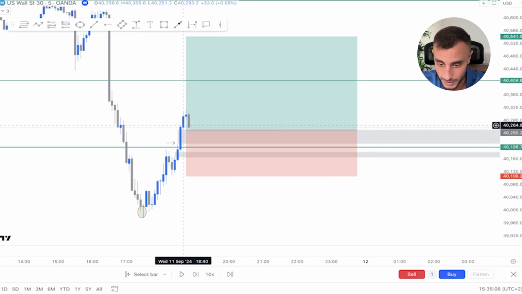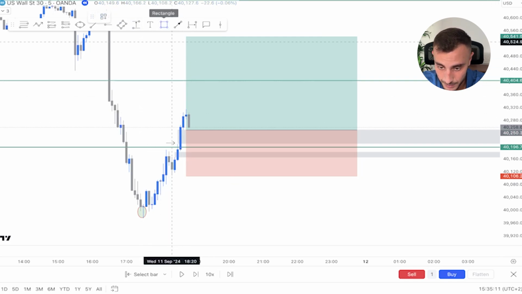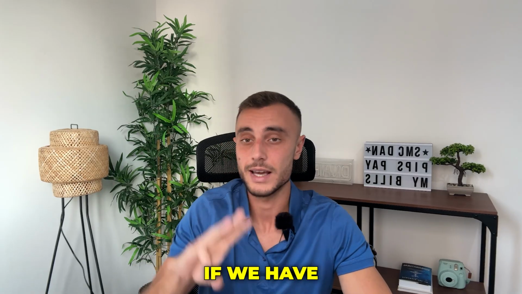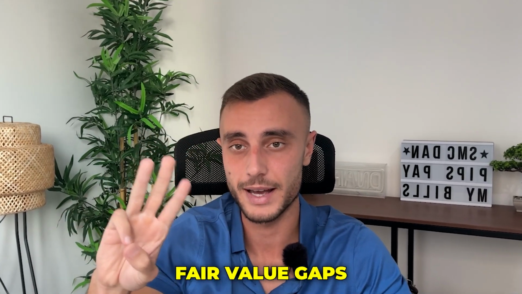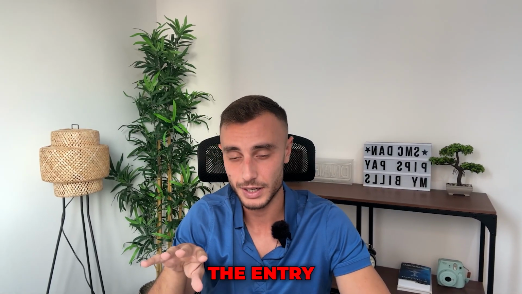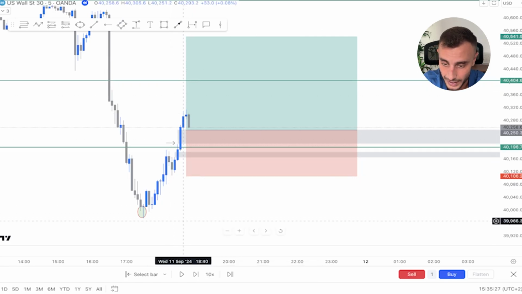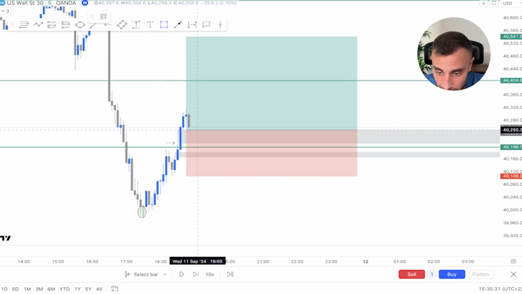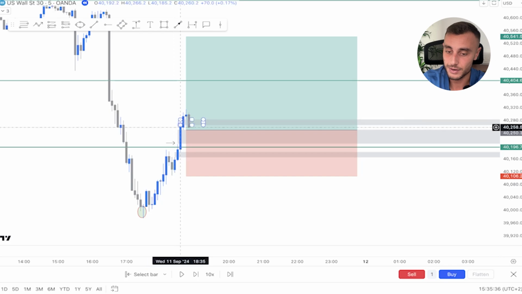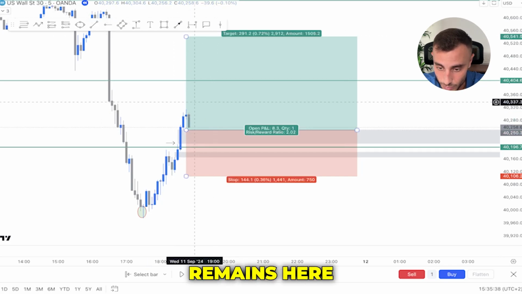Right here, it formed another fair value gap. And in this case, when we have 3 fair value gaps, I would still take the middle one. Okay, this is also part of the rules. If we have 3 consecutive fair value gaps, we will take the entry on the second fair value gap. And if we have 4 fair value gaps, we will disregard the entry. Okay, so right here, let's quickly recap. We have 1 fair value gap, we have another fair value gap, and then we have the 3rd fair value gap that has been just mitigated right here. When we have 3 fair value gaps, we enter in the middle. So our entry still remains here.